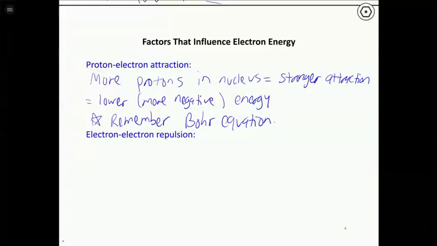So the more protons you put in the nucleus, the lower the energy of the electron is going to be, or the more negative of a value it's going to have. So that's one factor that contributes to electron energy.